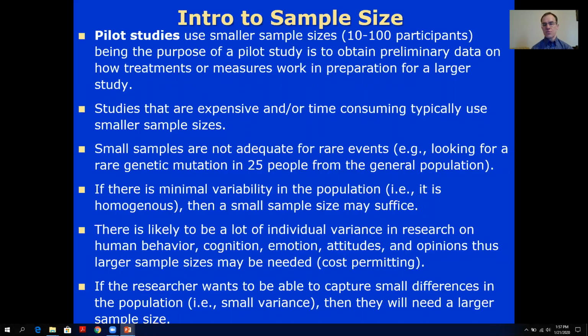Also, there might be situations where a small sample size is adequate, if there's minimal variability in the population. For example, it's homogeneous. Then a small sample size may suffice. Let's say there might be a particular characteristic that is representative of everybody. In that particular case, a smaller sample size would be adequate.